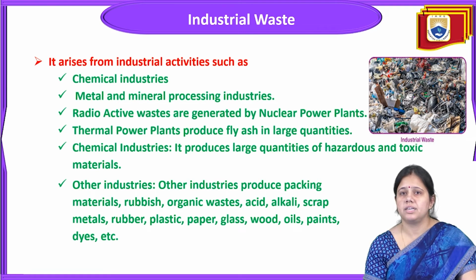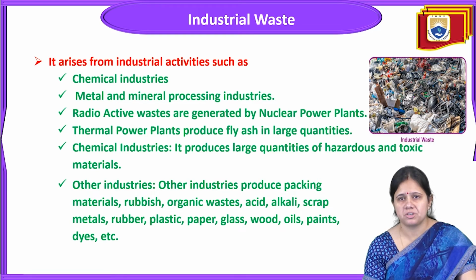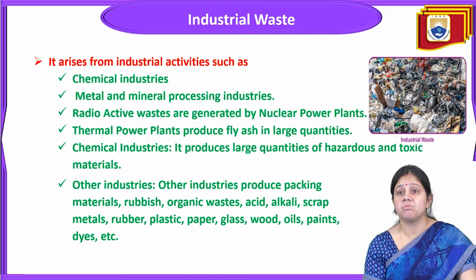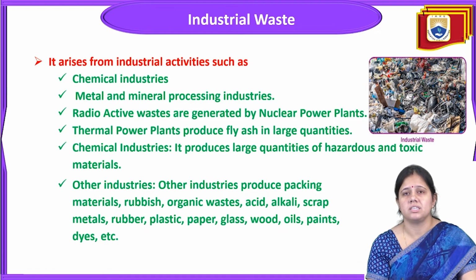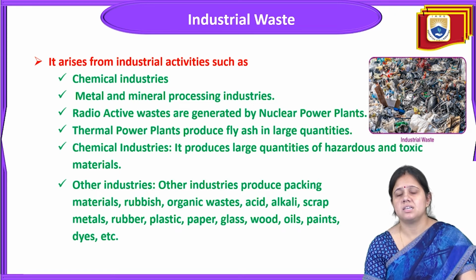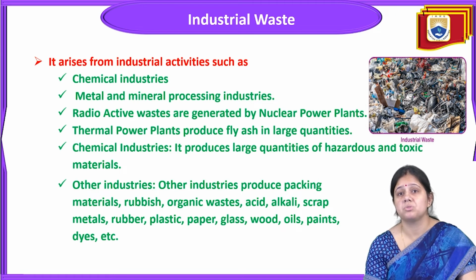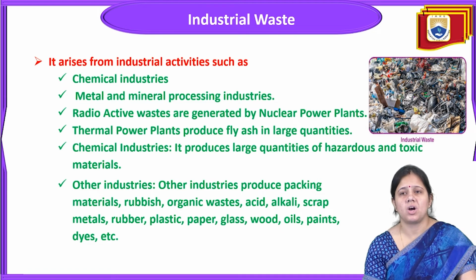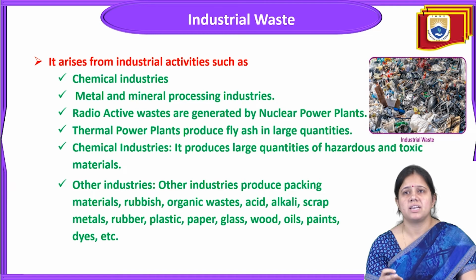This is called chemical waste, and it is very dangerous. First of all, nuclear power plants produce radioactive waste. Thermal power plants produce fly ash. Metal and mineral industry processing produces metallic wastewater. Chemical industries like the tanning industry produce chemical wastewater. Then there are other industries producing packing material, rubbish, organic waste, acid and alkali. These are all industrial waste, and industrial waste is again a very dangerous waste.